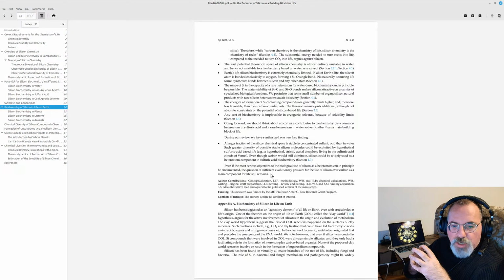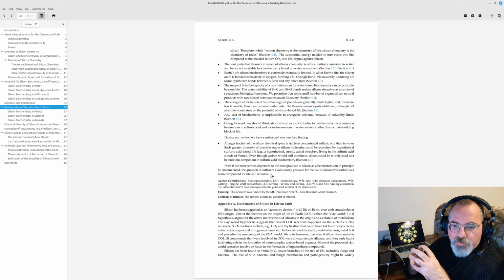The clay world hypothesis suggests that crucial OOL, origin of life, reactions happened on the surfaces of clay minerals. Such reactions include, for example, CO2 and N2 fixation, that's carbon dioxide and nitrogen, that could have led to carboxylic acids, amino acids, sugars, and nitrogenous bases, etc. In the clay world scenario, metabolism originated first and precedes the emergence of the RNA world.